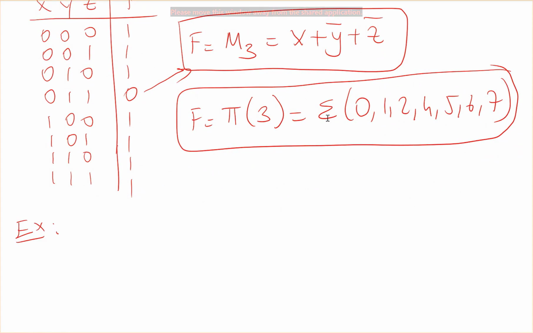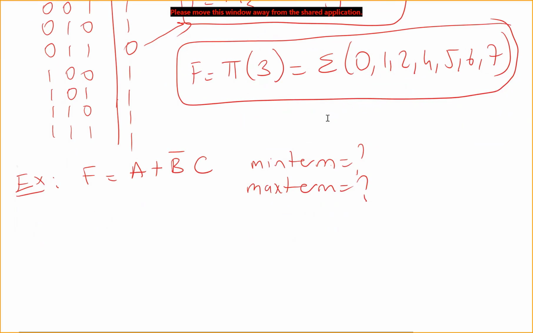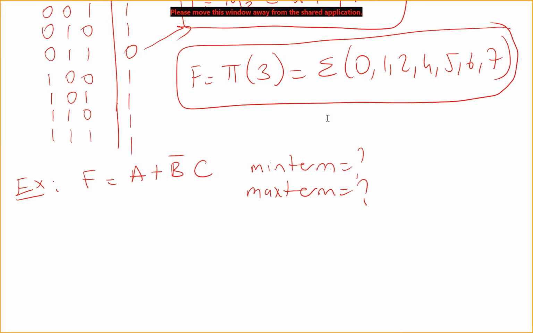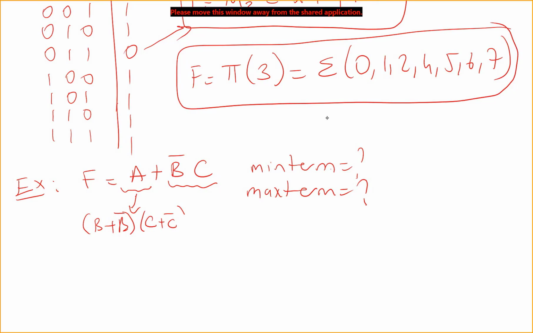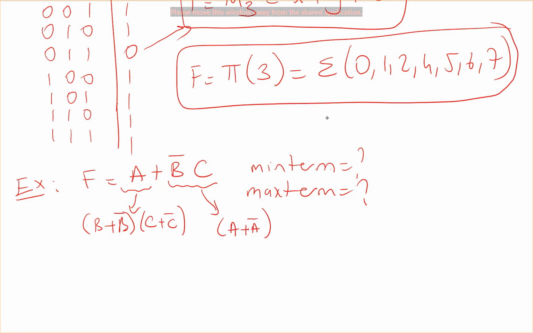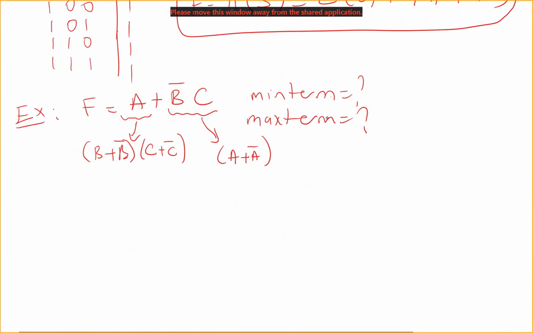In this example, we are given this f function: a or b c'. So what is the minterm and maxterm representation? First of all, we need to add the missing variables to these terms. For the first term, I need to add b or b' and c or c'. And for the second term, I need to add a or a'. Right? Then we can do all these operations, and then we can find the final representations just like we did here. But let's do this example in a shorter way.